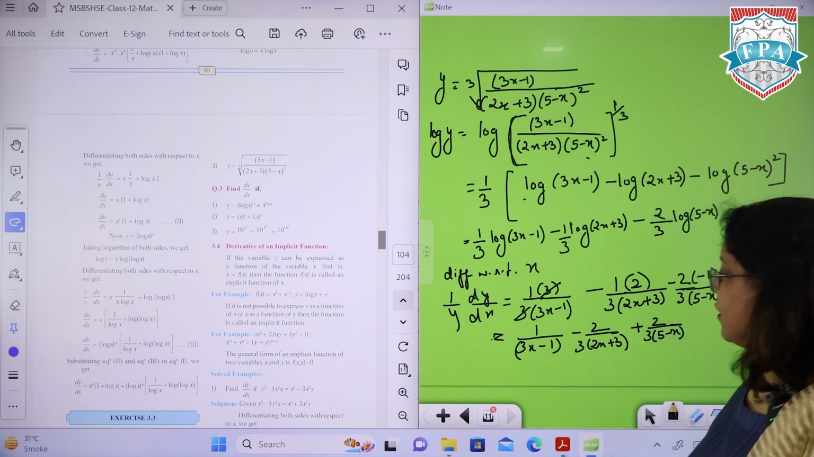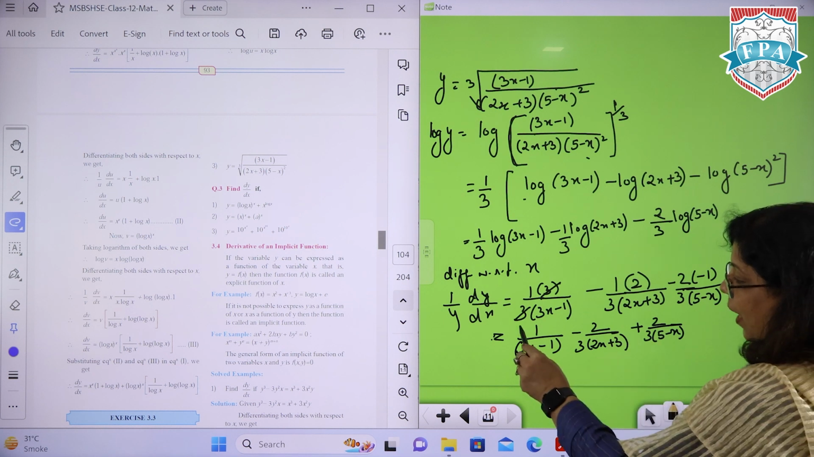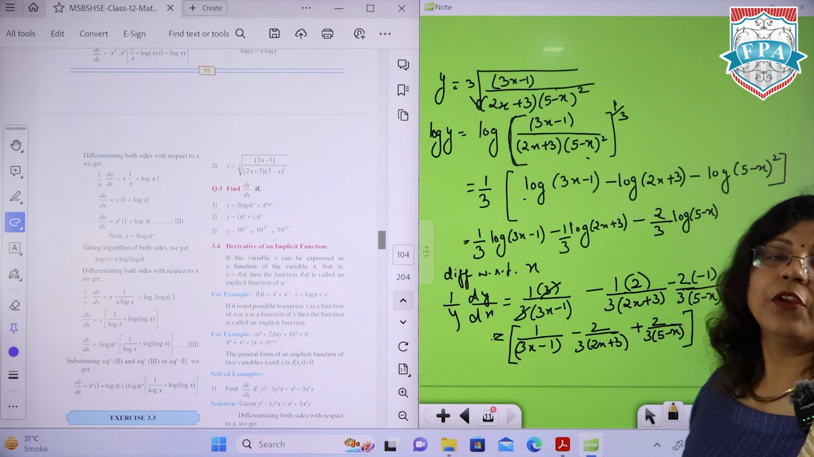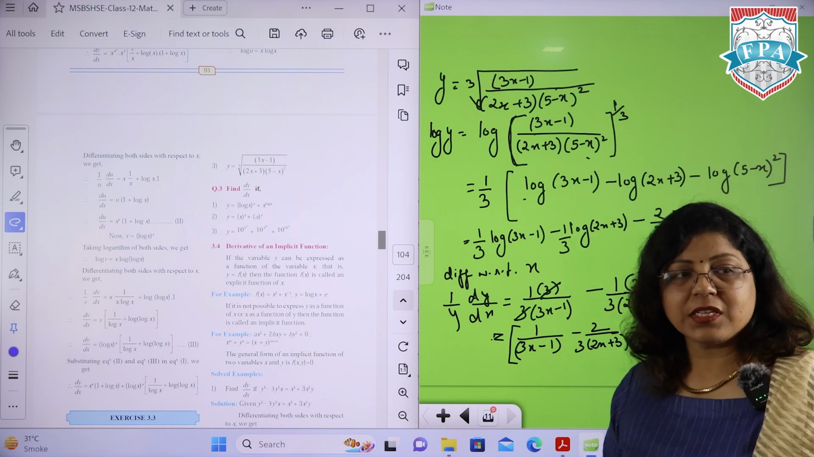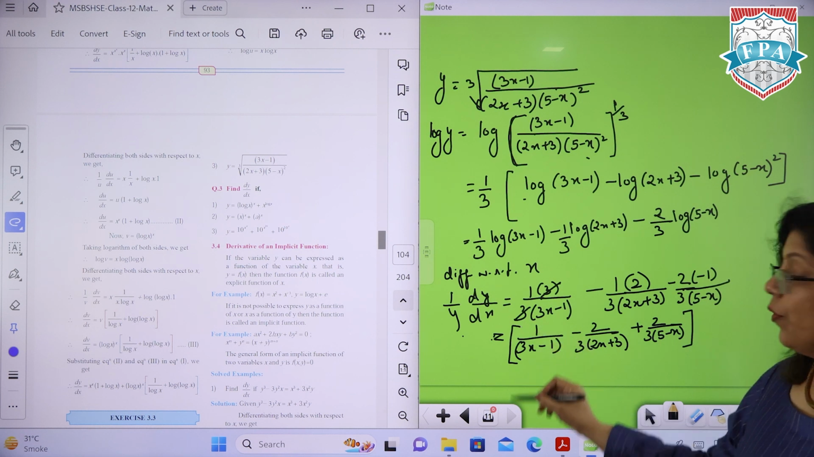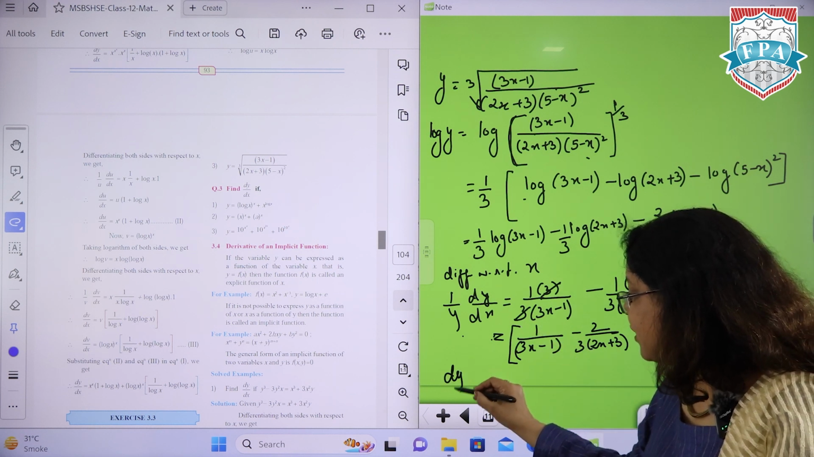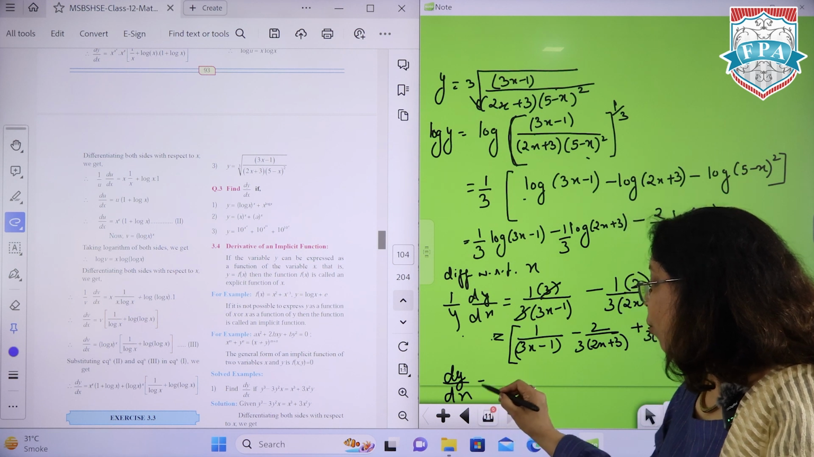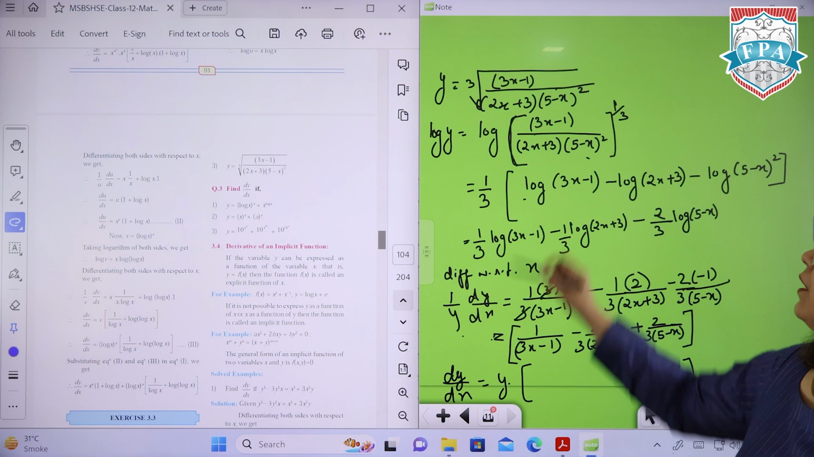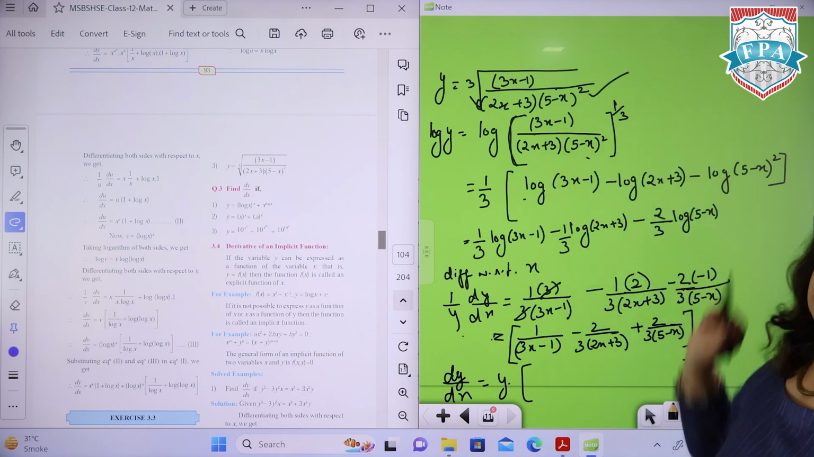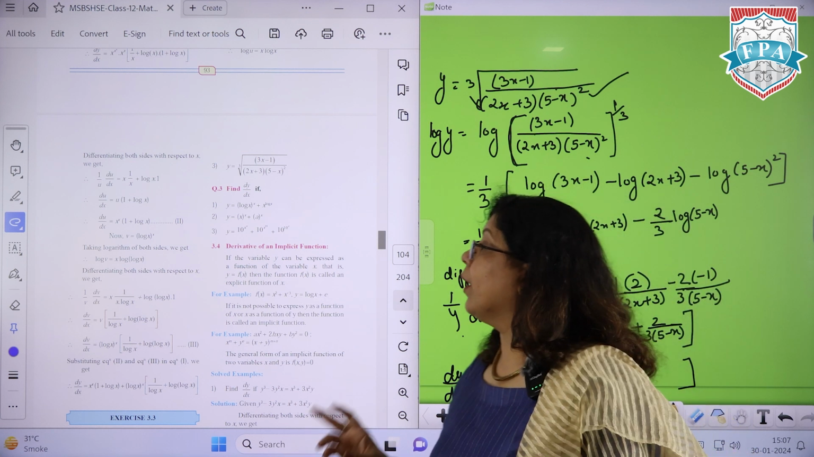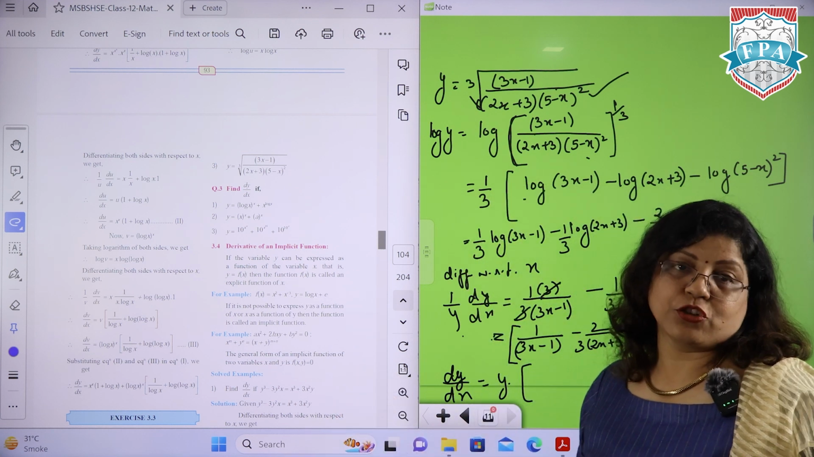Don't try to solve this. This is fine, this particular part, but this is still not the required answer. Your required answer was dy by dx, and for that, this y has to come here. So when you see the final answer, it is dy by dx, y will come here, and we write the whole thing again. And at the end, substitute the value of y as this. So this is how we calculate or complete a logarithmic question.